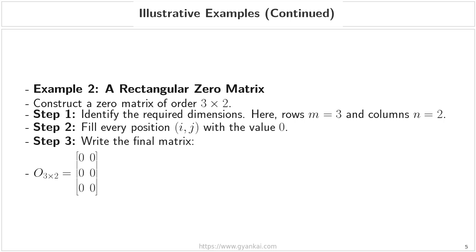As you can see, the 0 matrix does not have to be square. It can take any rectangular shape depending on the requirements of the problem. In the next section, we will look at a real-world analogy to help you visualize how such a matrix might appear in a practical setting.